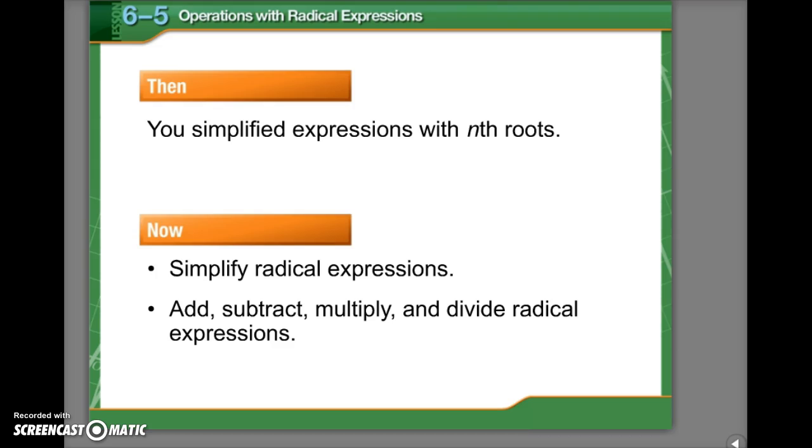So in the past, we've simplified expressions with nth roots. We did that back in Lesson 13. In this lesson, we are going to simplify radical expressions, and we're going to just do the basic math operations with radical expressions. We're going to add and subtract, multiply, and divide.